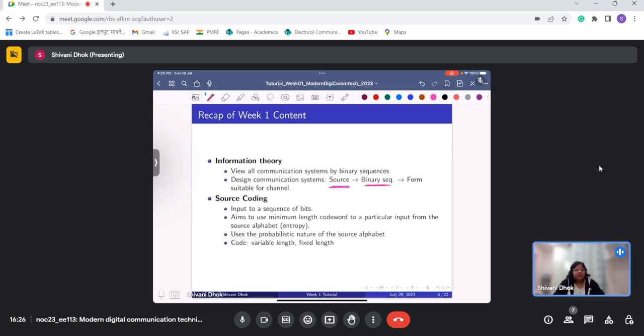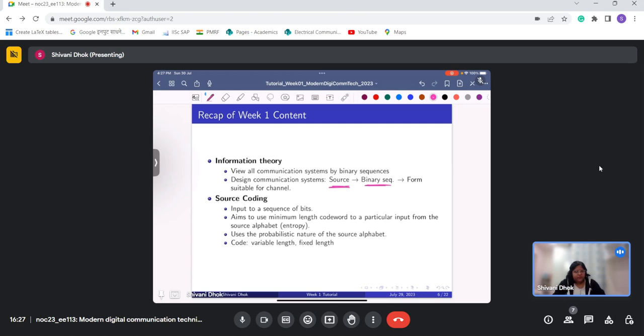Now this exploits the probabilistic nature of the source alphabet. That is, if I have four symbols which can be transmitted, it may not happen that all the symbols are transmitted equiprobably. Some symbols I may transmit frequently, and some symbols I may not transmit that frequently. So based on that, we can use some coding techniques which will reduce the average number of bits required to transmit that information in the entire code book or entire alphabet.